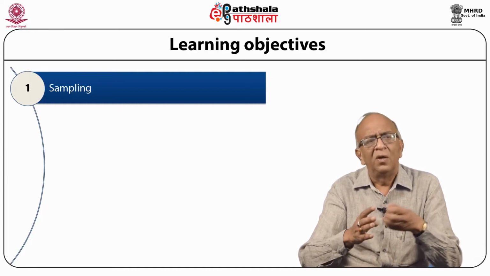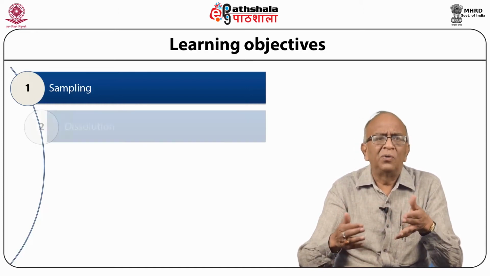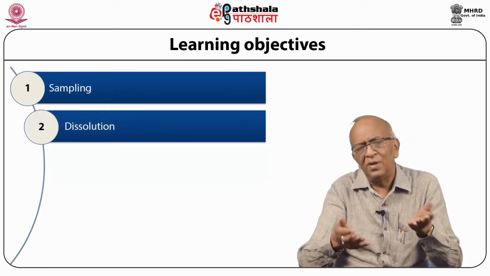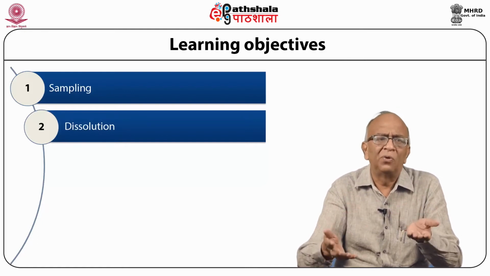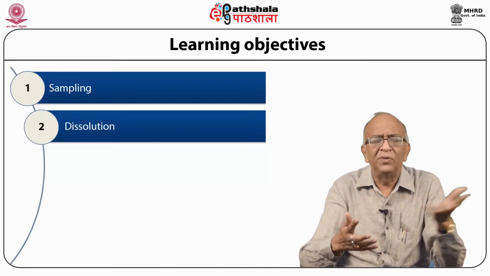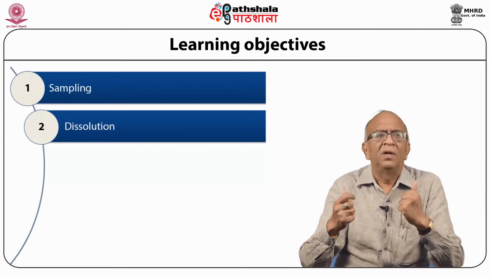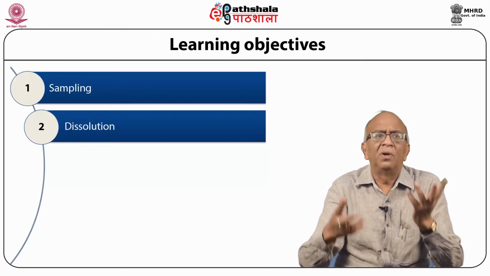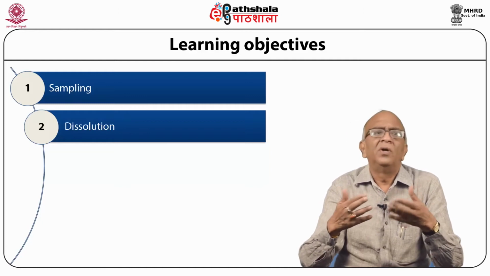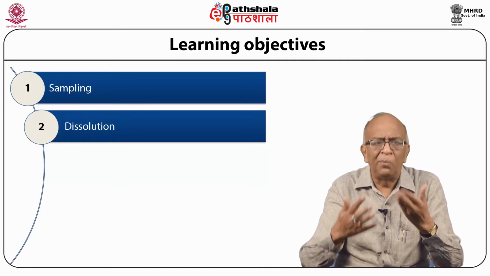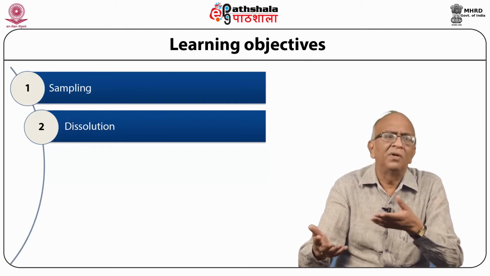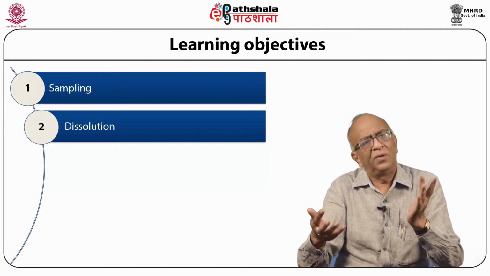After sampling, we shall try to dissolve it. Some substances easily dissolve in a solvent. For example, if the substance is sodium chloride, it will easily dissolve in water. But if the substance is glass or alloy or ore, then it will not dissolve, not even in aqua regia. Then we have to decompose it by using different types of fusion mixtures, which may be acid fluxes or basic fluxes.